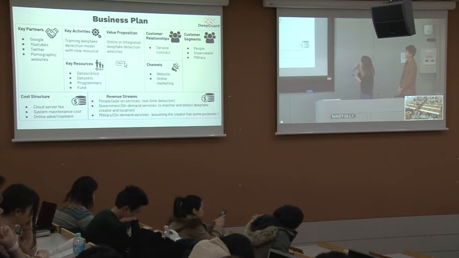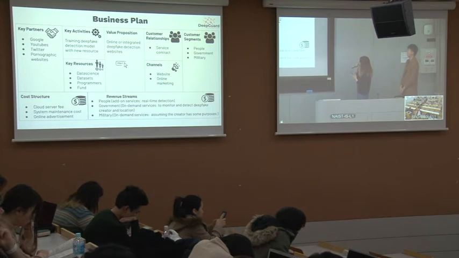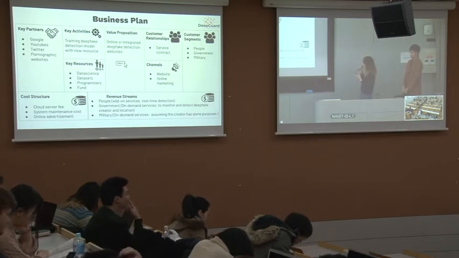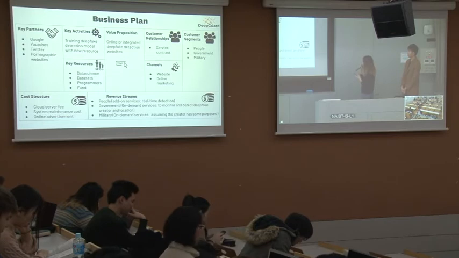Okay. So to talk about the customer relationships, we provide various kinds of services, depending on the customer demand. So we will make the contract like 3 months, 6 months, and 1 year. And as you can see at the customer segments, the top tier of target customers are people, government, and military.